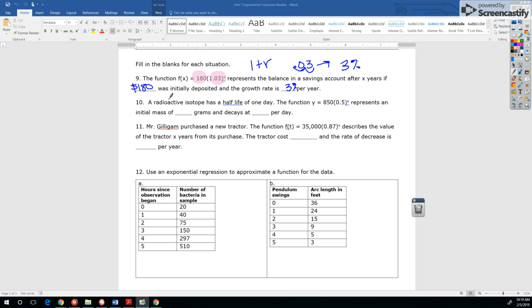Okay, so a radioactive isotope has a half-life of 1 day. The function y equals 850 times 0.5 to the x represents an initial mass of blank grams and decays at blank per day. So we're looking again: 850 is our initial value, and it's decaying at, so remember, decay is 1 minus my rate. So what am I subtracting from 1 to get 0.5? It's actually 0.5 again. So converting that to a decimal by moving the place value twice to the right makes it 50%.